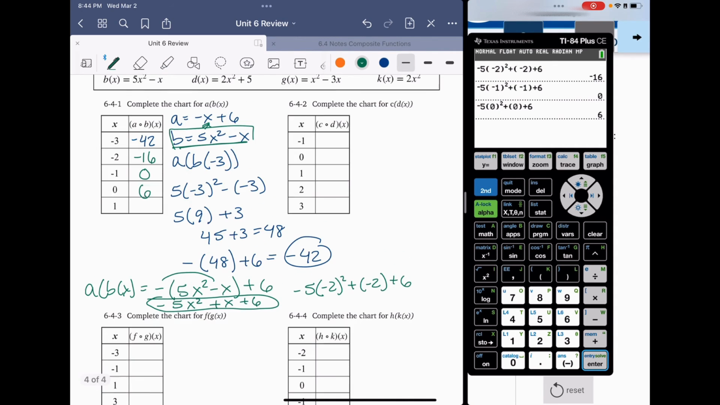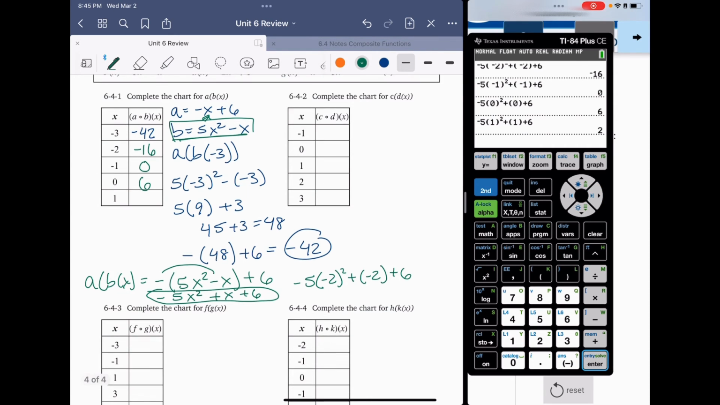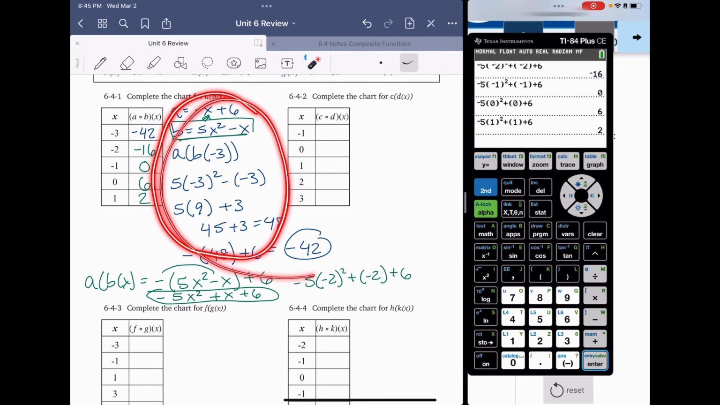And then last time, we'll go up into the equation and change those zeros to 1 and hit enter again, and we get 2. So as you can see, by finding this expression where we put the two functions together as a composite function, it's much easier to then fill out the chart instead of having to do all of this work each time. Doing all of that work each time would get time consuming.